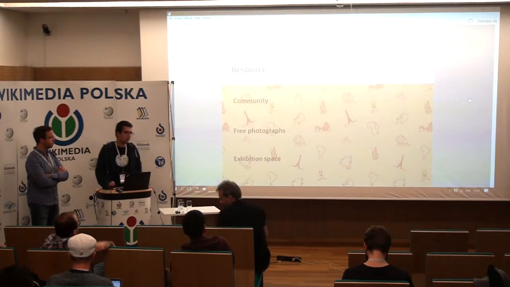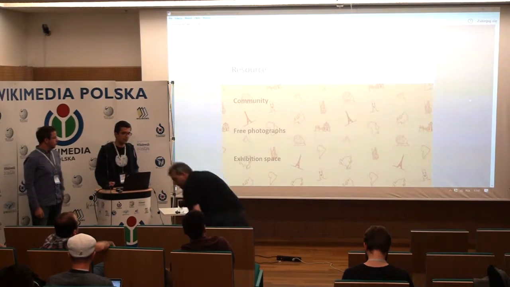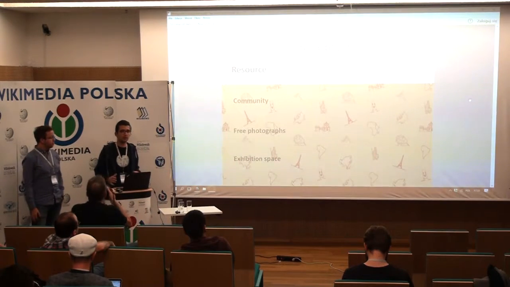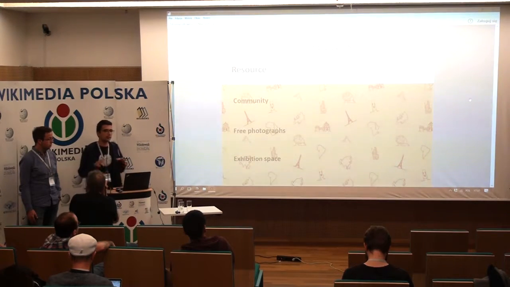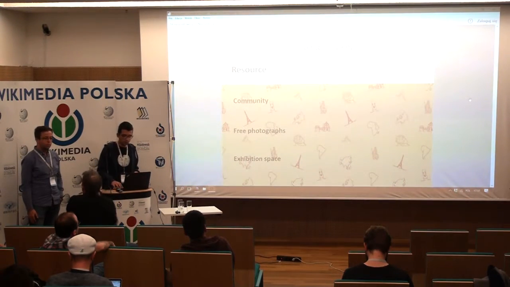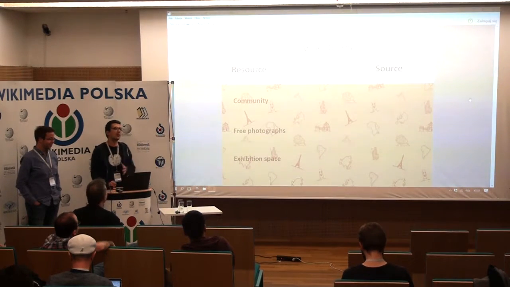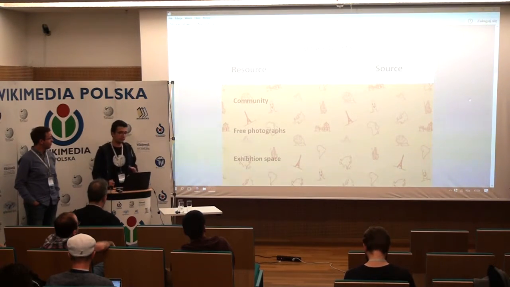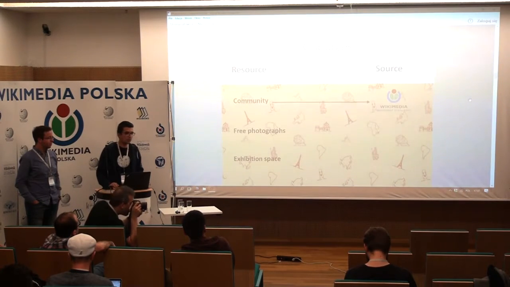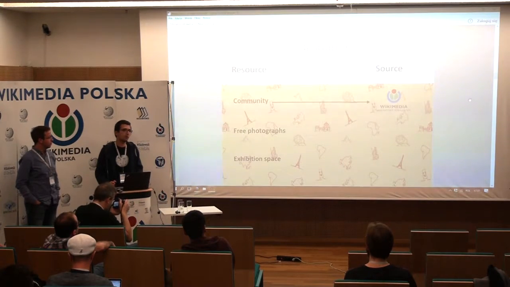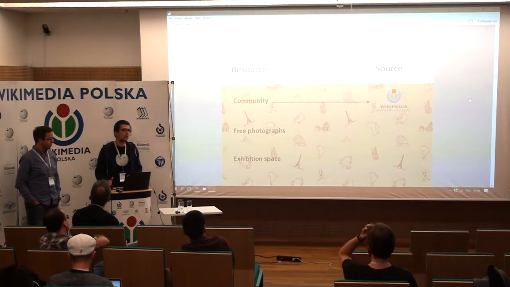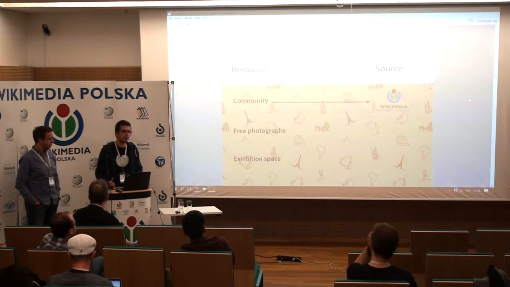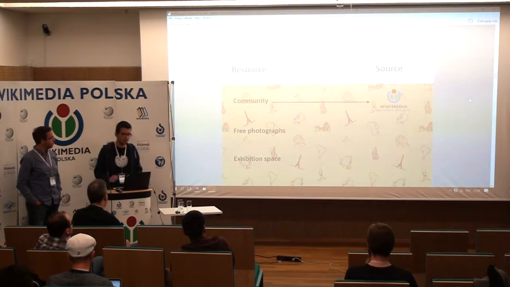What are the main resources you need to start such a collaboration? There are three, related to the three steps of the model. The first is a community, the second is free photographs, and the third is exhibition space where these photographs are going to be displayed. For each resource there is a source, which indicates where you should look for it. For the community, the best representative is the Wikimedia affiliate, either a user group, a Wikimedia chapter, a thematic organization, or simply an informal group of users who are willing to collaborate with GLAM institutions and with communities from other countries.